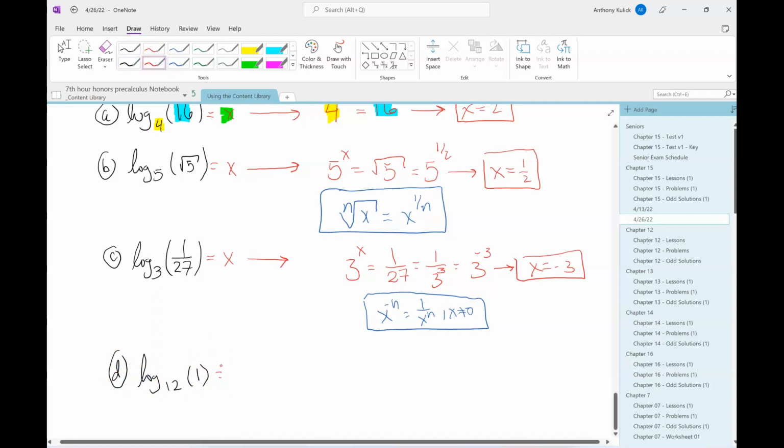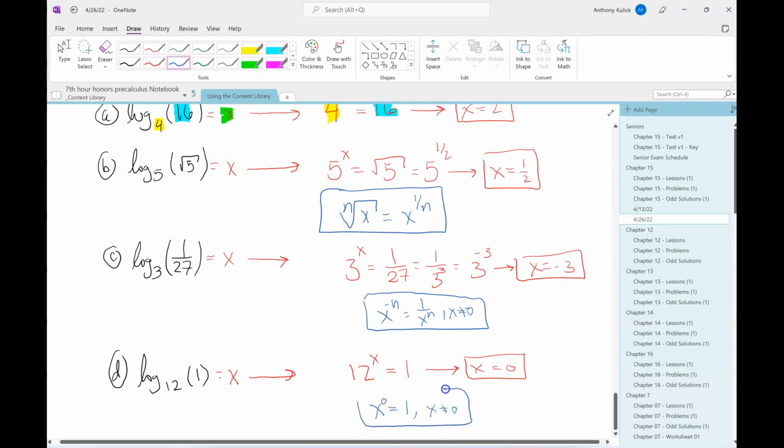So what if we have log base 12 of 1? Again, we'll write that as an exponential equation. So I have 12 to the x is equal to 1. What does x have to be? 0, right? We know that any non-zero number to the 0 power is equal to 1.